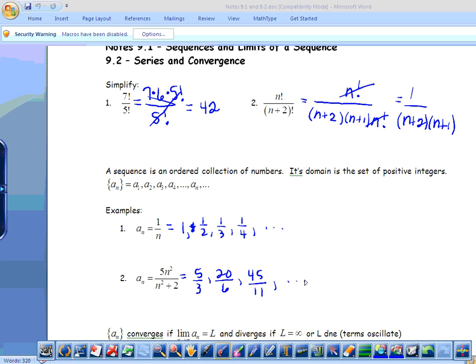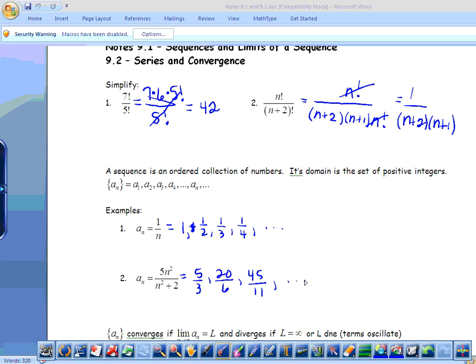All right. A sub n is considered to converge. And what does converge mean? Yeah, come together to a point, approach a specific point, or in this case, a specific number. So a sub n will converge to a specific number if the limit as n approaches infinity of a sub n equals some number L. And it's said to diverge if that limit equals infinity.